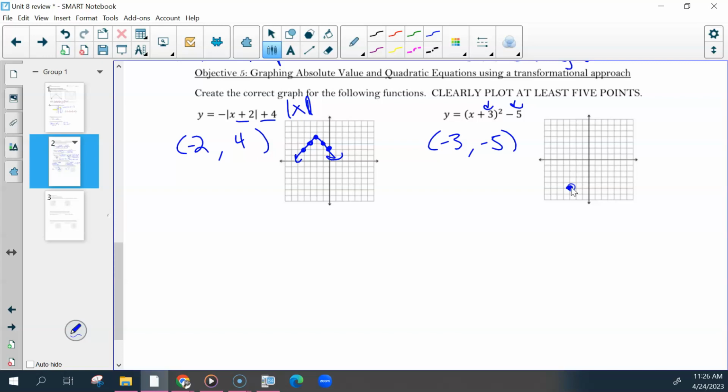It's going to be facing up. There wasn't a stretch or compression. So up one, right one, up one, left one, then go out 2 and up 4 on both sides. And that's based on the parent function.